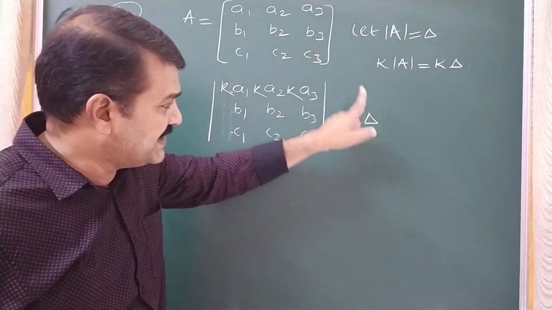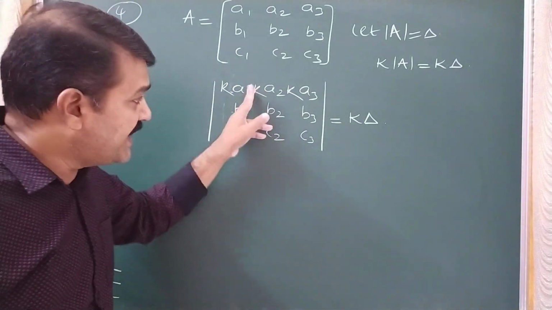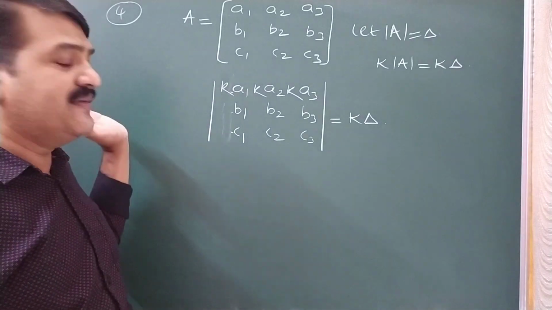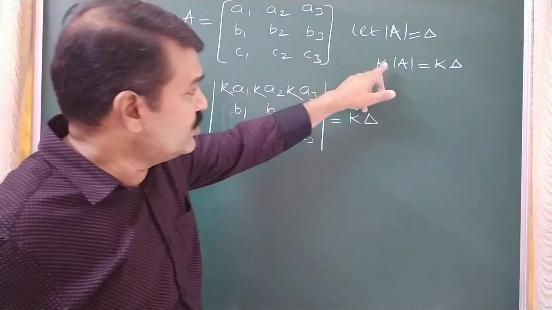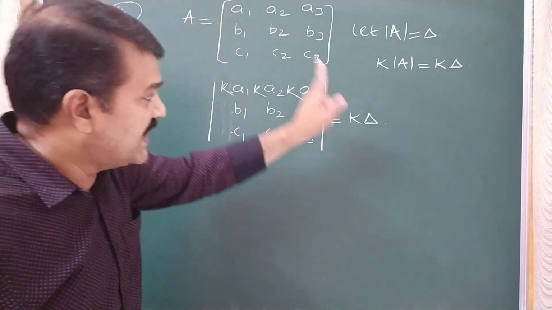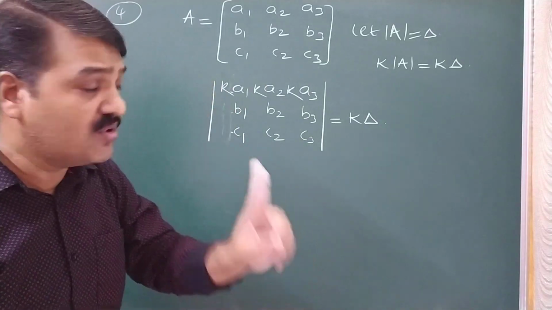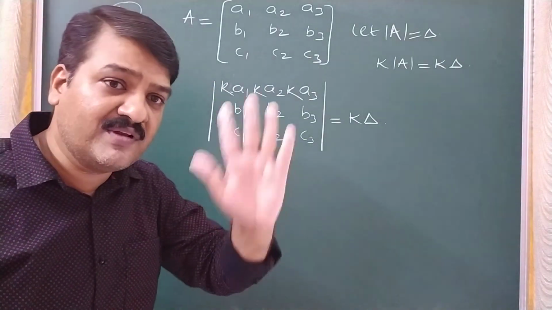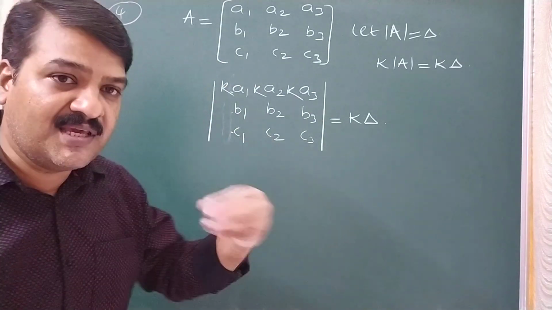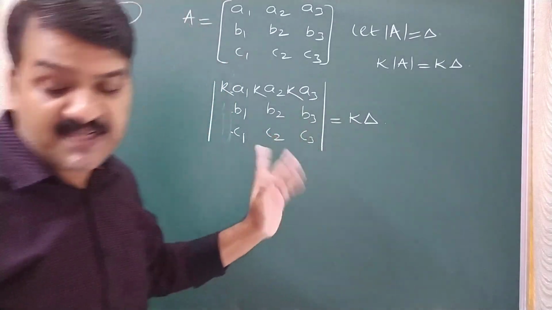If K is multiplied to determinant, you can multiply to any one row only or any one column only. Any one row or column you choose, you can multiply with that. So K into matrix means K is multiplied to all elements. K into determinant means K is multiplied to only one row or column. Which row you will multiply? Your wish. For which column you will multiply K? Your wish. But only one row or column multiplication must be done.